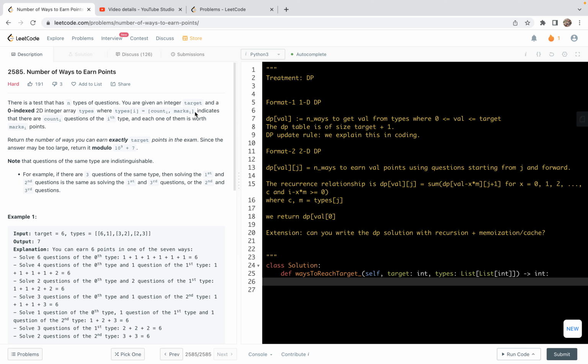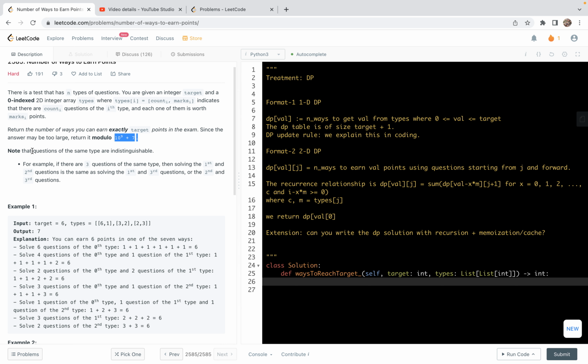So first, I'll read through the problem statement to digest the requirements, and then we do the analysis and the codings. So first, let's look at the problem statement. There is a test that has n types of questions. We are given an integer called target. So this is the total points we want to collect, and a zero-indexed integer array called types, where types[i] equals [count_i, marks_i].